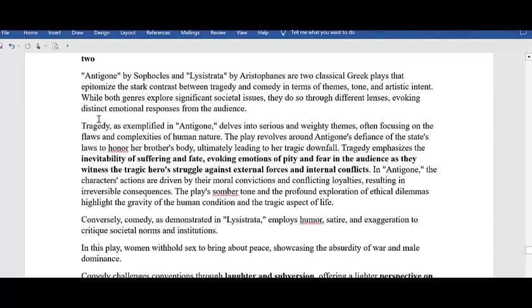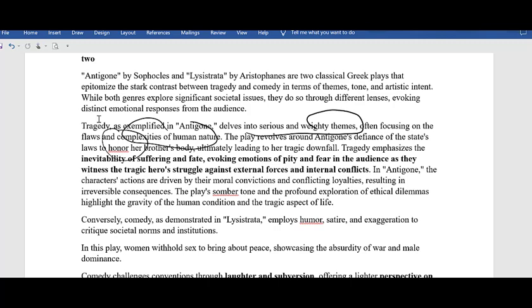Through Antigone, we get to know that tragedy delves into serious and weighty themes. It focuses on human flaws, complexities of human nature. It talks about laws of honor. It talks about laws of the body. It talks about morality. All these questions are important, right? It also discusses, more importantly, the inevitability of suffering, of fate, and it evokes emotions of pity and fear in the audience as they witness the tragic hero's struggle against external forces, which is a stock characteristic of a tragedy.